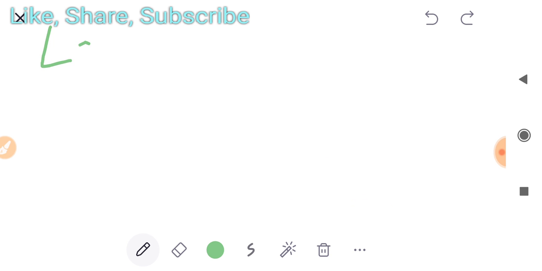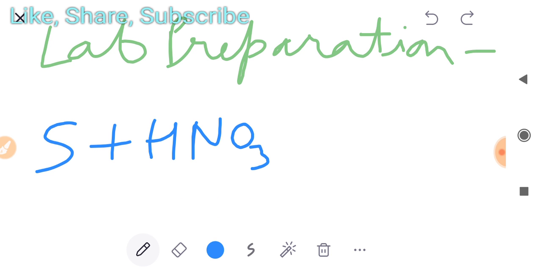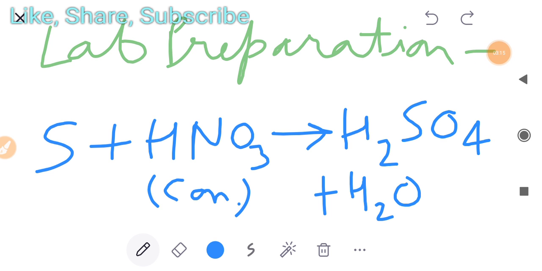Okay, if we talk about the lab preparation, it is mainly formed when sulfur reacts with nitric acid, HNO3, which should be concentrated. It forms H2SO4 plus water, and nitrogen dioxide will be formed in this reaction.